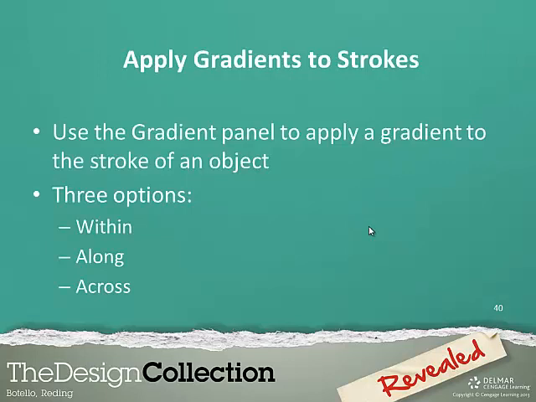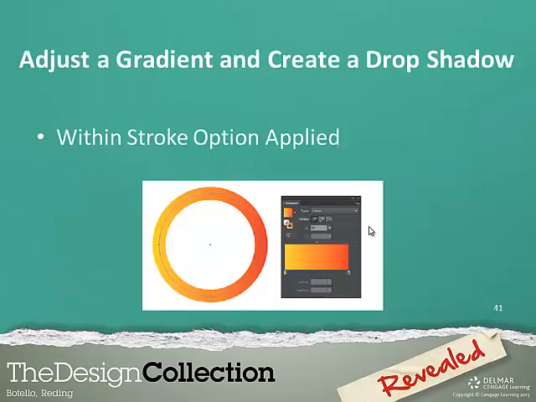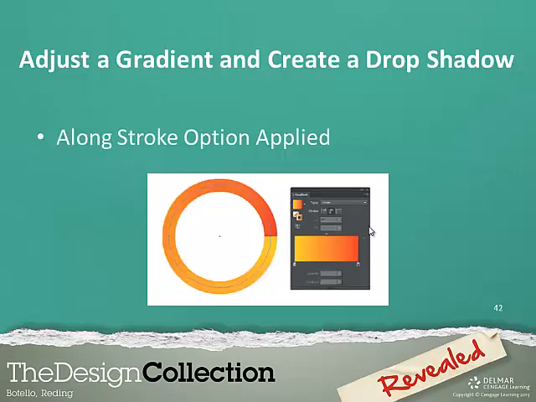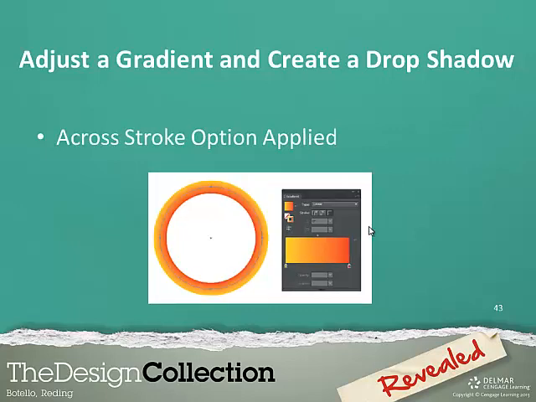Alright, when you work through that, then we're going to pick up with lesson 7, and it talks about applying gradients to strokes. You can use the gradient panel to apply a gradient to the stroke of an object with 3 options: within, along, and across. The within is shown here. The gradient moves left or right across the object. The along is shown in this image. The gradient moves clockwise around the object. And then across is shown in this image. The gradient radiates from the outside to the inside of the stroke.